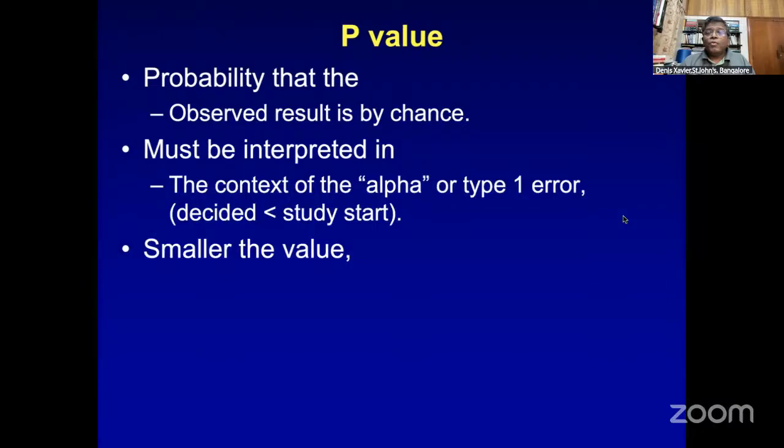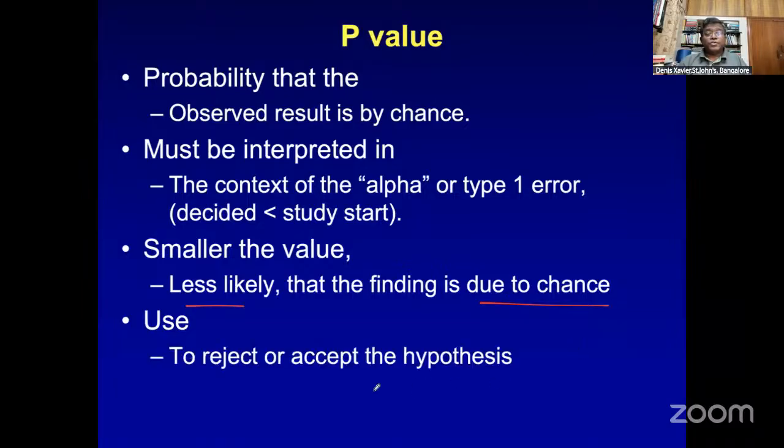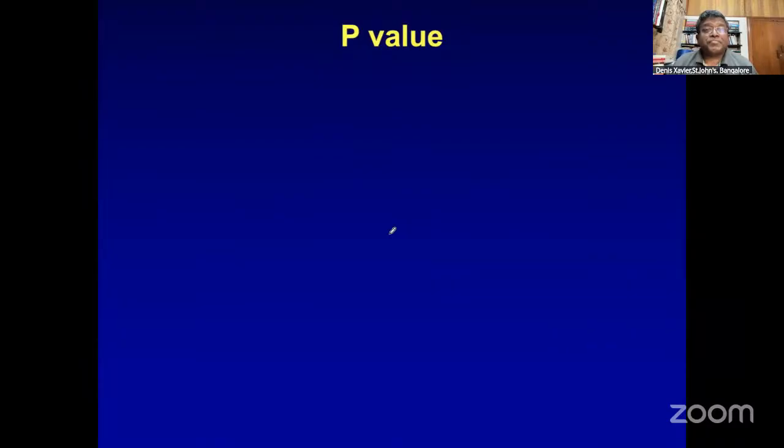Now, what is the meaning of a small p-value? The smaller the value, the less likely the finding is due to chance. So it's likely to be real. Where do we use it? We use it to reject or accept the hypothesis. And when we write the hypothesis, we do it at study start, not after the data are collected.